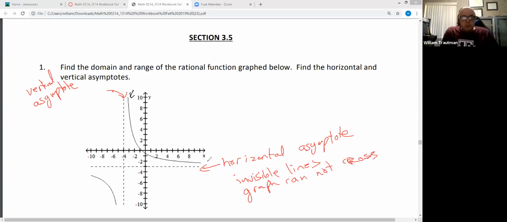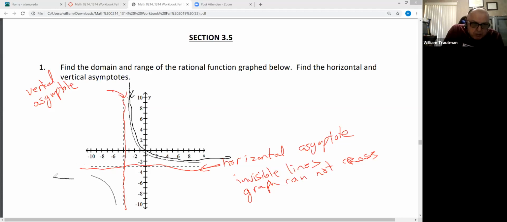So asymptotes are these invisible lines right here. You see the graph cannot cross. Now, sometimes horizontal asymptotes, you can cross those, but normally asymptotes are invisible lines your graph cannot cross. Here's our graph. This black line is our graph, and this black line, if we went on forever, is our graph. Do you see? It gets really close to the red line, but it never crosses it.